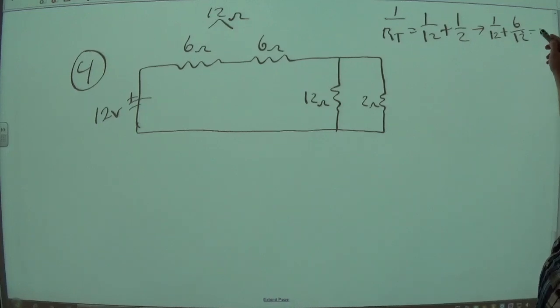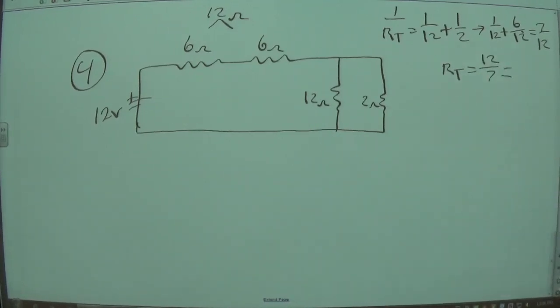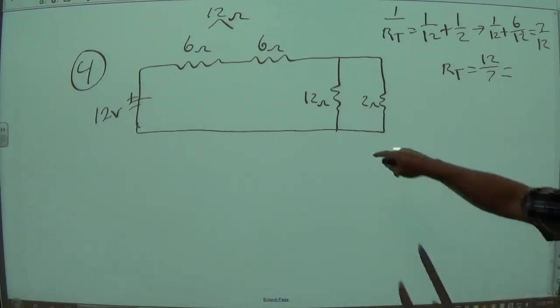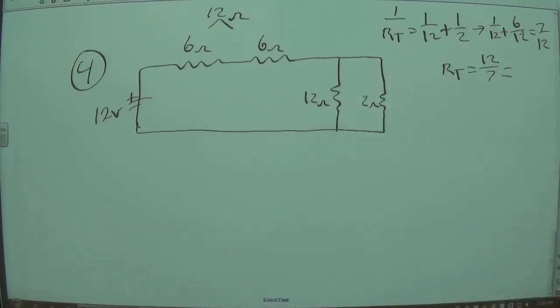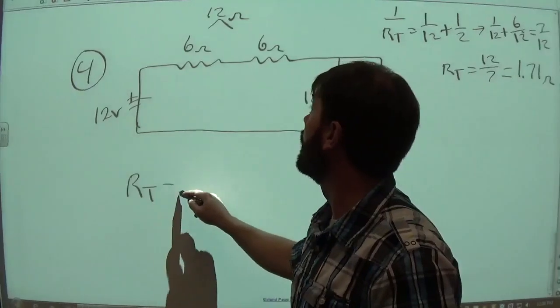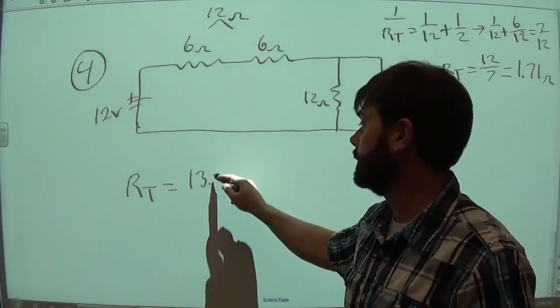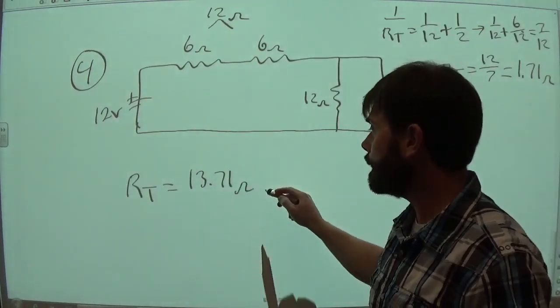And if I add those together I get 7 12ths, so my resistance total here is going to be 12 over 7. And if I divide that out, I'll get the total resistance of the parallel portion of the circuit. So we're going to do 12 divided by 7. This gives me about 1.71 ohms. So if I want the resistance total for the entire circuit, it's going to be the 12 plus the 1.71. This is going to give me 13.71 ohms.